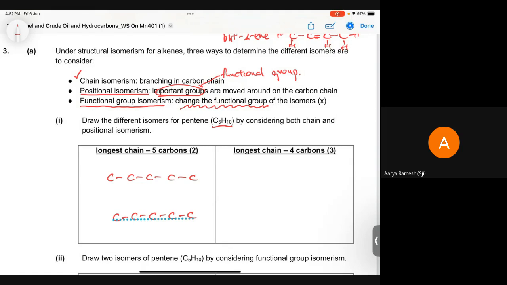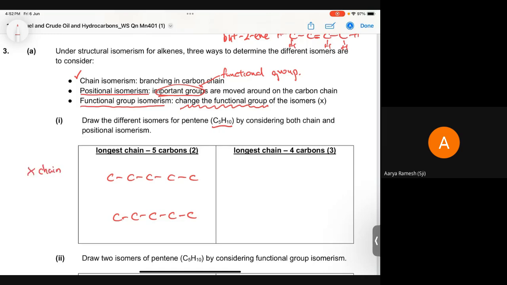Anyone want to help him? How can the 5 carbon chain have isomerism? Think of chain, positional, and functional group isomerism. Anyone want to make a guess? Nobody? Okay, no one to guess. Then Arya, I'll call you back again. Is there any branching in this 5 carbon chain? No, don't have. So that's why I'm not going to look at chain isomerism.